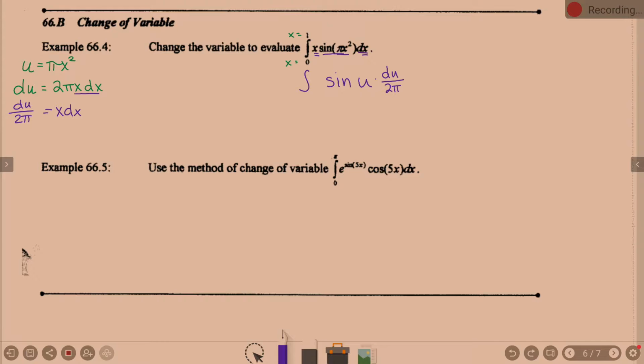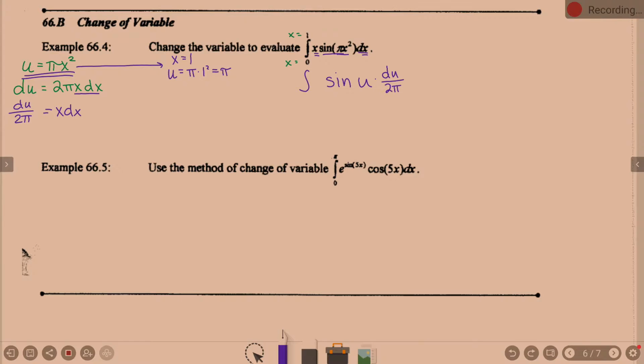Okay. What I like to teach here is at this point, I'm going to change those 0 and 1 values. I'm going to convert them to u values. Okay? And in order to do that, we have to have a connection between u and x, and that is this right here. u is equivalent to pi times x squared, yes? And so when x is 1, u is pi times 1 squared. Do you see what I'm doing there? When x is 1, u is pi times 1 squared, or in other words, u is pi.